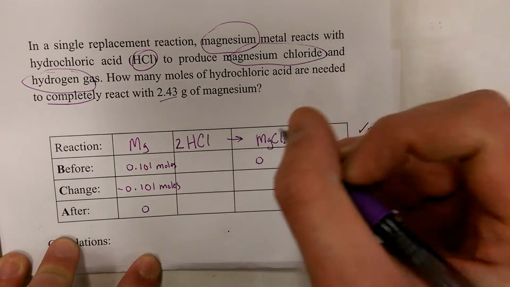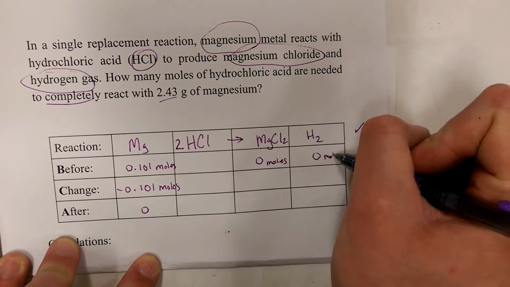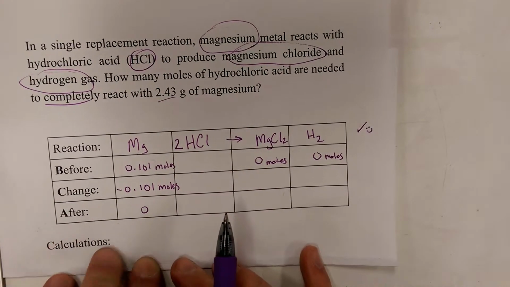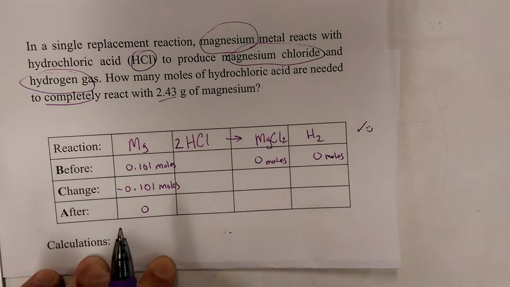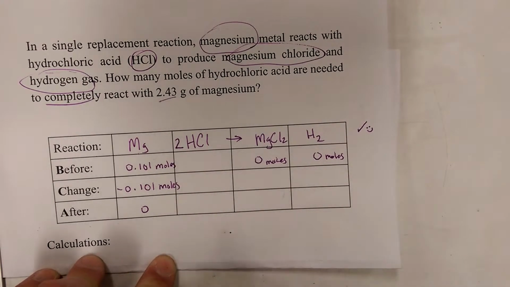If we have any of the products before we do anything, then there's no reason to run the reaction. We already have what we wanted. So we've got 0 of both of those things in the beginning. Now we have to determine how we fill out the rest of our BCA table.